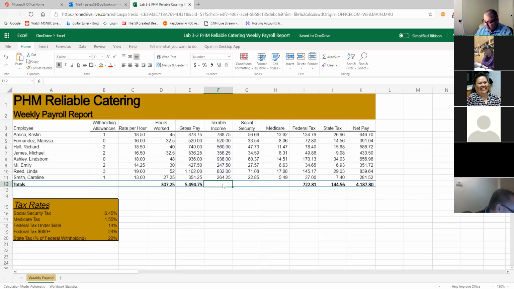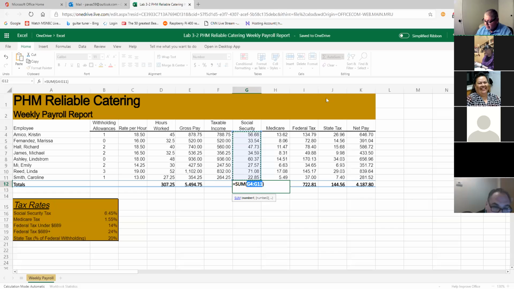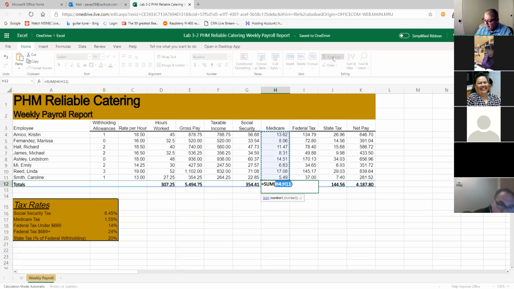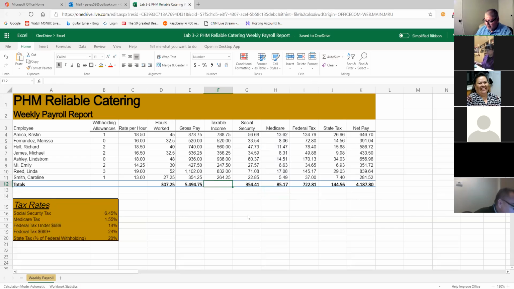And then the social security is 3,000. Let's check out some. Nope. Oh yeah, that one is correct. And then the Medicare, 8517. Yeah, the only one that doesn't match is this one.